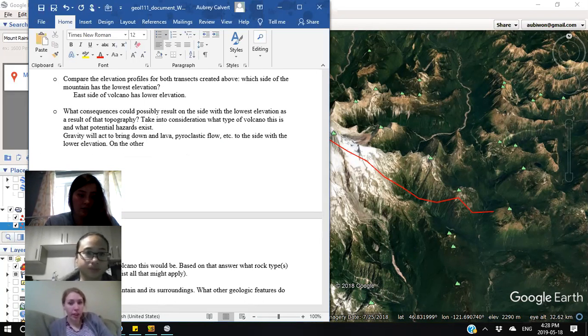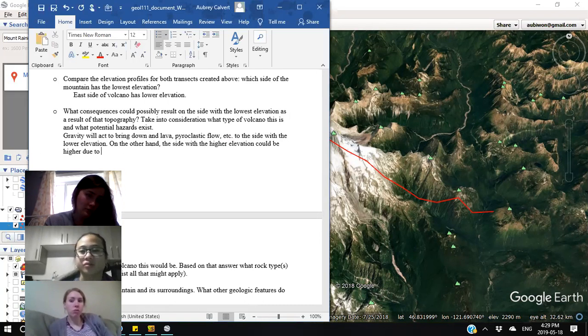On the other hand, the side with the higher elevation. I would feel like, based on pictures that I've seen of the mountain, the pyroclastic flow will be the crumbly kind, not the viscous kind of stuff that you see in Hawaii. It's not viscous, no. Pyroclastic flow is more like debris and chunks and everything. It's more explosive. More explosive, yeah.